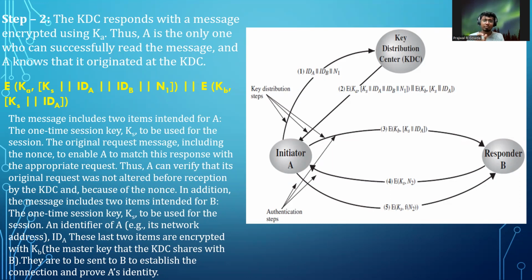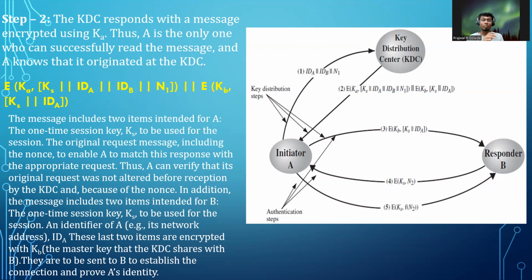Thus, A can verify that its original request was not altered before reception by the KDC, and because of the nonce N1, that it is not a replay of a prior request. In addition, the message includes two items intended for B: the one-time session key, Ks, to be used for the session, and an identifier of A, IDA. These last two items are encrypted with Kb, the master key that the KDC shares with B.